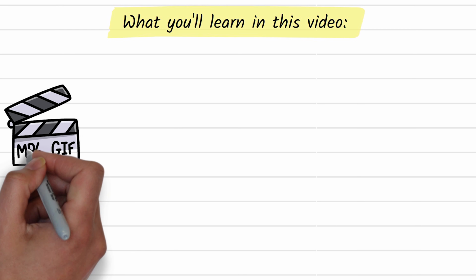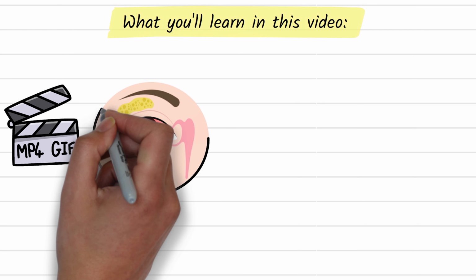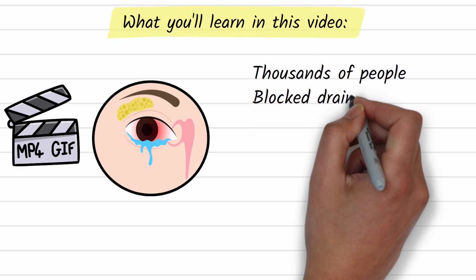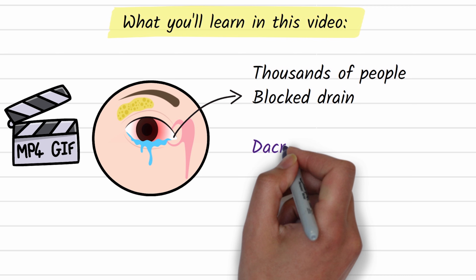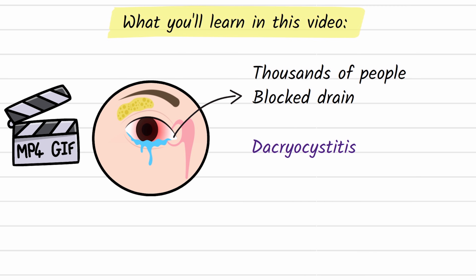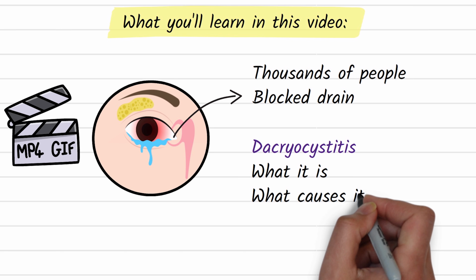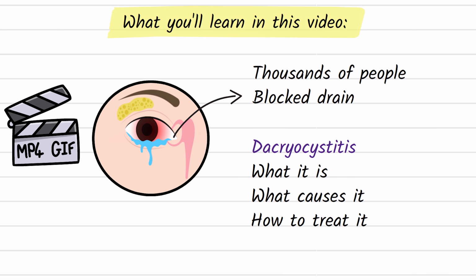Today, we are covering a condition that affects thousands of people every year, and it starts with something as simple as a blocked drain. We are talking about dacryocystitis. So if you are watching this, get ready to understand exactly what dacryocystitis is, what causes it, and finally how to treat it.